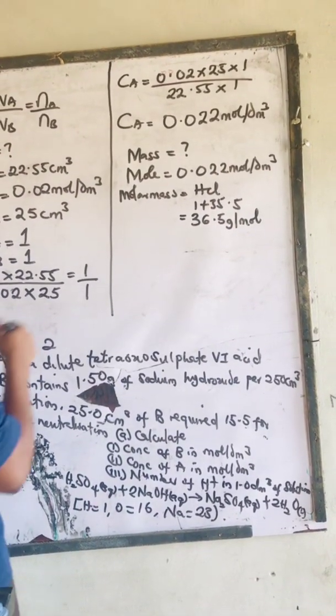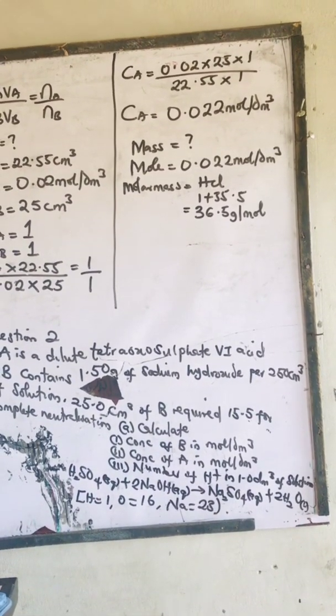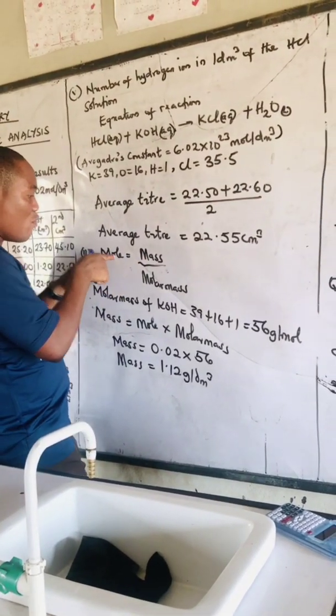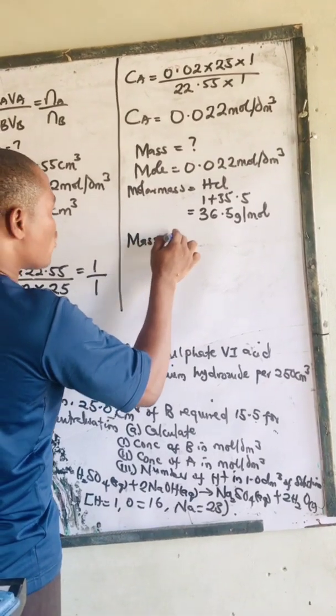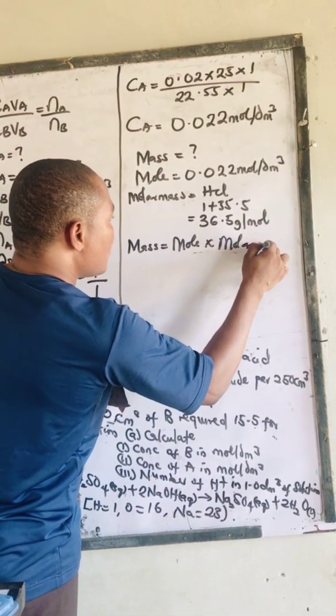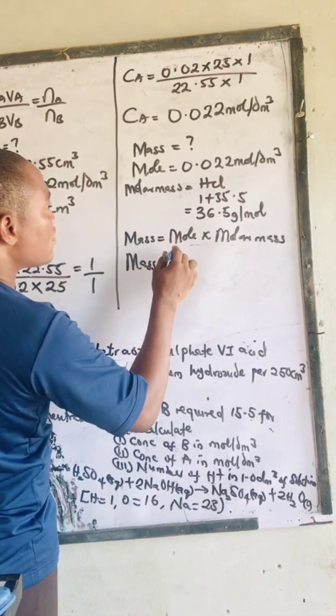So from there, we have mole is equal to mass over molar mass. Now we are looking for mass. So what do we do? We cross multiply. So we have mass will be equal to mole times molar mass. So we have our mass to be equal to what?